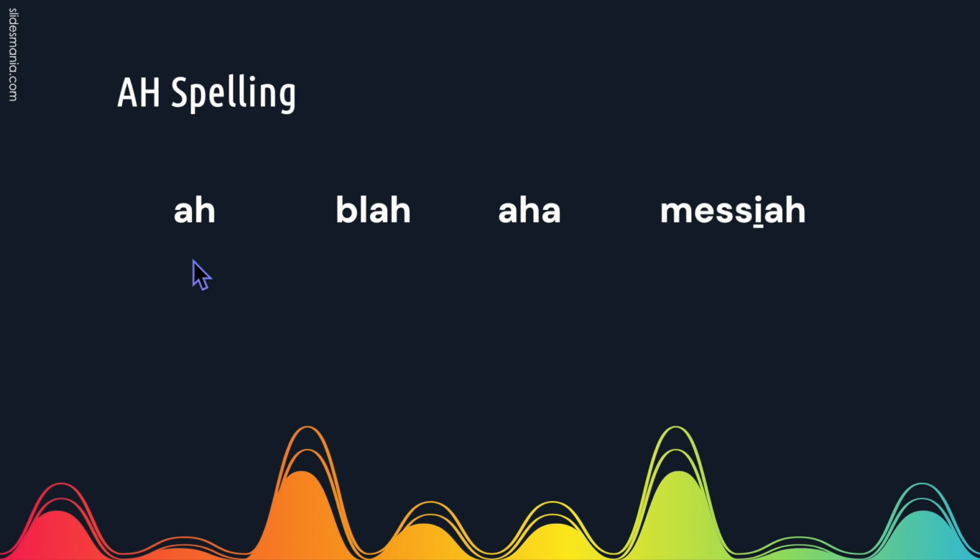The broad A sound of ah can also be spelled with the letters AH. However, this is not very common. Ah, blah, aha. This I is going to have its long I sound. Messiah.